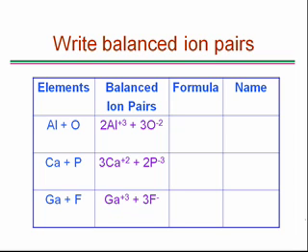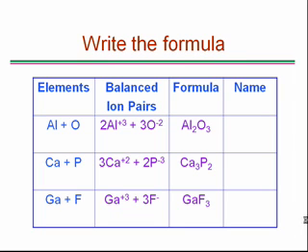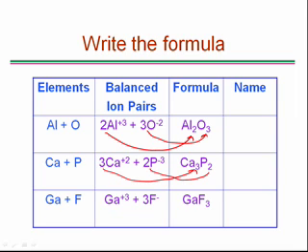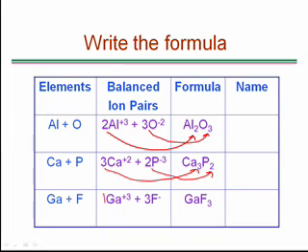So the formulas, again, the coefficients become the little subscripts. Al2O3, these 2 3's become subscripts. The 3 and the 2 become subscripts. And this is a 1 here, so it doesn't have 1 here. We don't write 1. We know it's understood. And then the 3 for the fluorine.